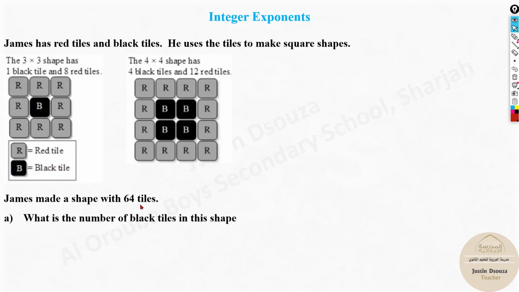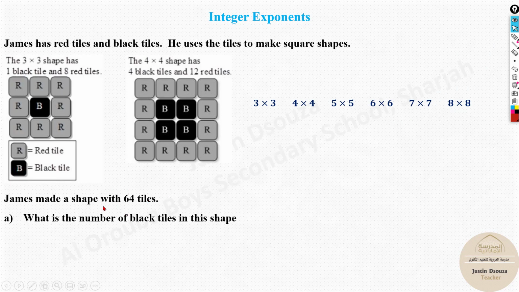This 64 would be 8 cross 8. So we need to know what he makes during 8 cross 8 shape. That is 64 tiles. Now at that particular shape, what is the number of black tiles and what is the number of red tiles? First let's solve for black tiles and then let's see for the red tiles, I believe. So now over here, the first shape 3 cross 3, next was 4 cross 4, 5 cross 5, 6 cross 6, 7 cross 7, 8 cross 8. Now this is the shape which we have to consider.